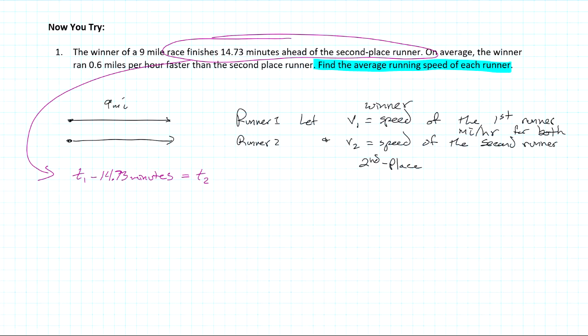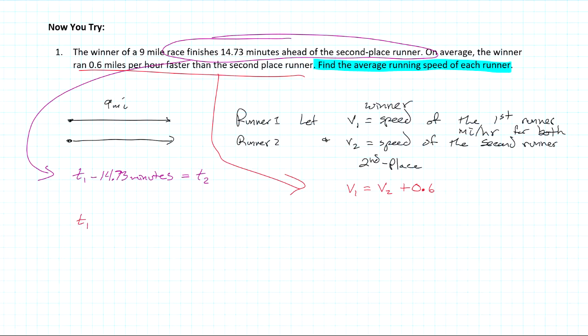Right there. On average, the winner ran 0.6 miles per hour faster than the second place runner. Let's do this in red. So let's do this down here with this V1 and V2. V1 is V2 plus 0.6. So that's good to have there. So we just want to use that relation now.